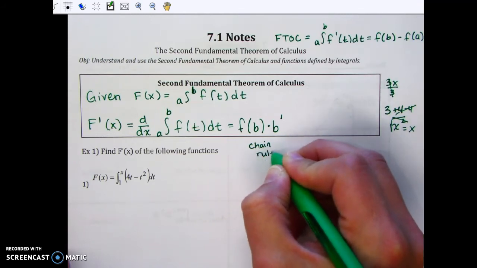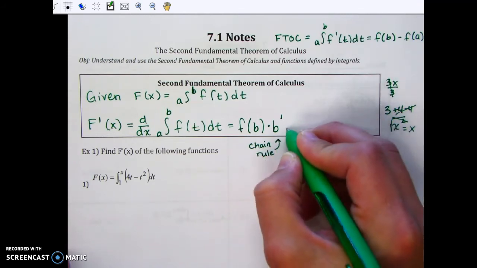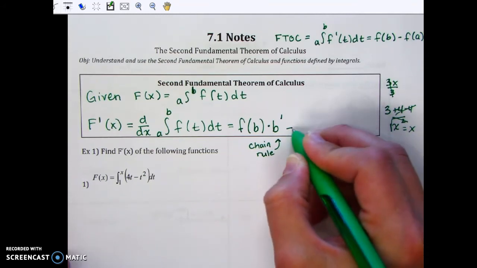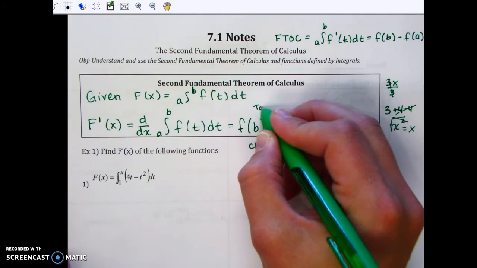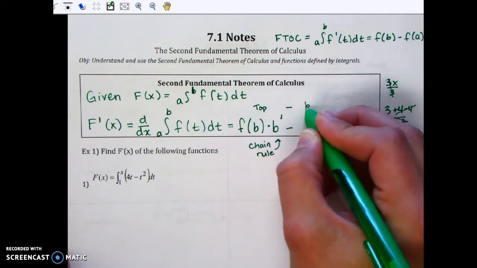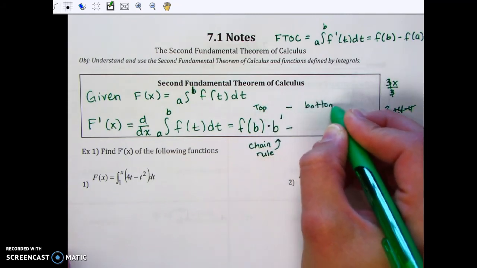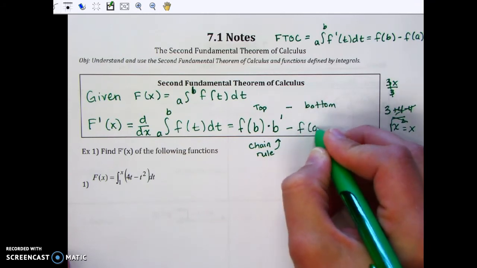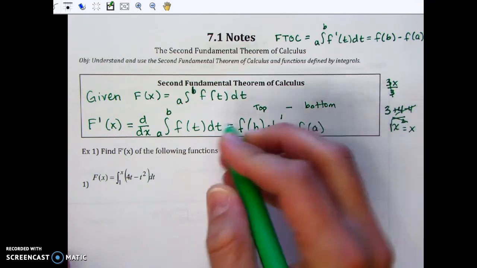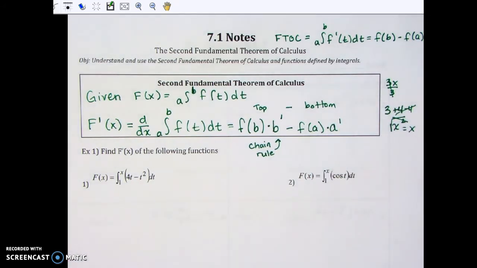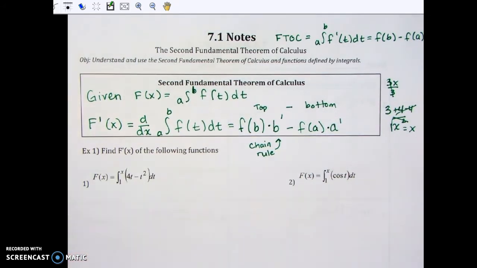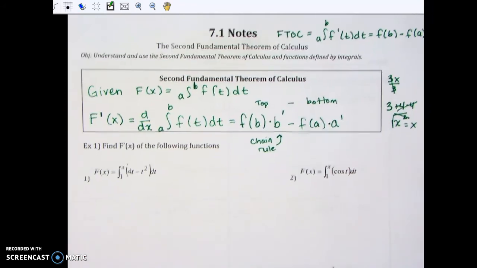So we are combining derivatives and integration here. And then we're going to do minus, what else are we saying? We're saying top minus bottom. So we're combining two ideas here. We're going to plug in the bottom and then multiply by a prime. That's how you take a derivative of an integral. Ta-da! You ready for some examples?